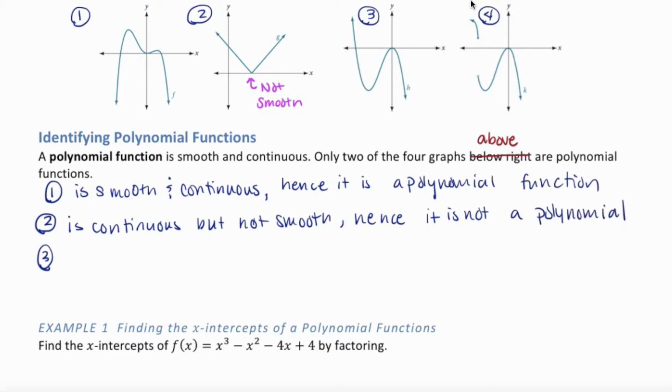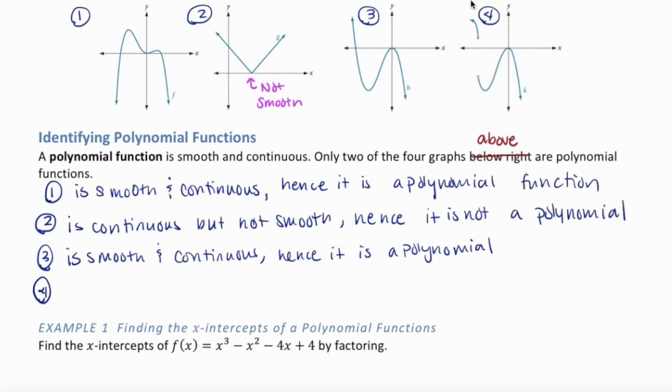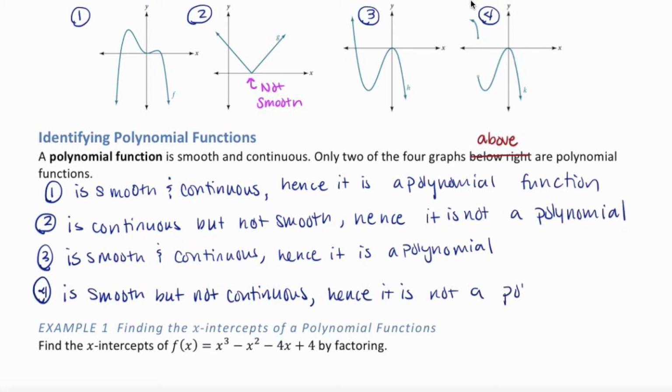Let's look at number 3. Number 3, we can definitely sketch it without lifting our pencil. There are no sharp corners, so it is smooth. So number 3 is smooth and continuous. So it must be a polynomial function. What about number 4? If we were to start sketching this out, we have to lift our pencil and jump to keep sketching it. So it is not continuous. Since it is smooth but not continuous, it is not a polynomial.